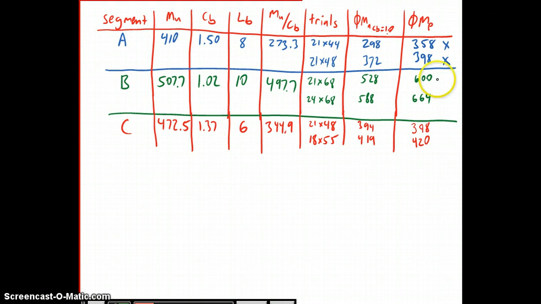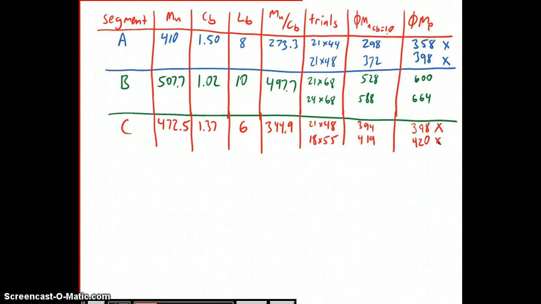Now segment B, we have 600. That is greater than 507.7, and so is 664. So those are still viable options. For segment C, 398, well, we ruled out the 21 by 48 shape in segment A. So if it's not good for segment A, it's not going to be good for our entire beam, and we shouldn't even consider it in segment C. 420 is also lower than 472.5, and so the W18 by 55 has been ruled out.